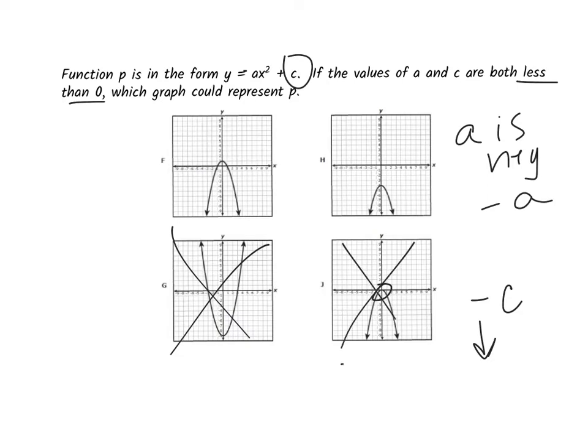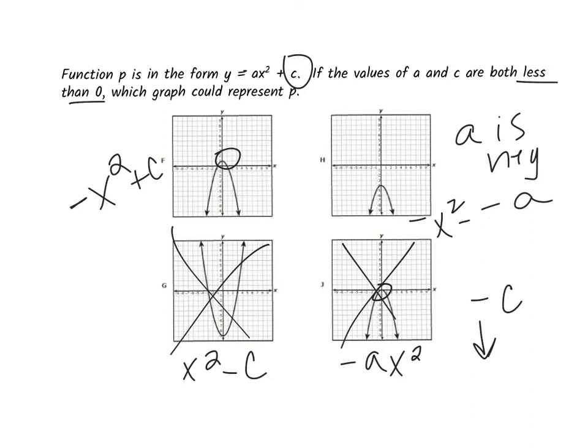This one would just be negative x squared. This one would just be x squared minus c, because it did go down. This one went up, so this would be x squared plus c. And this, or negative x squared, because it did flip over. This flipped over, so negative x squared, and it went down, minus c. So that's going to be our correct answer.